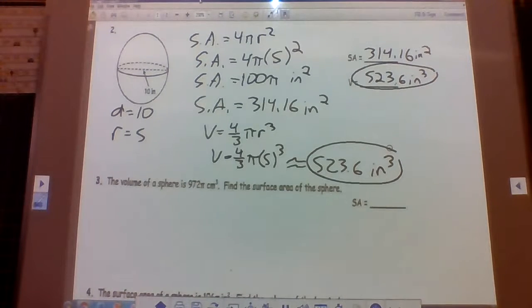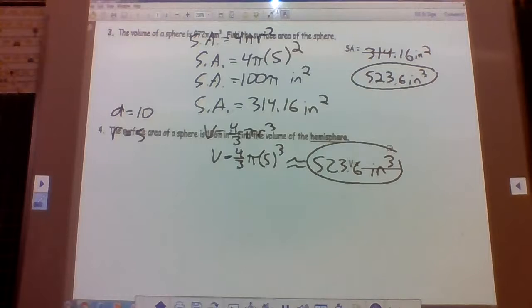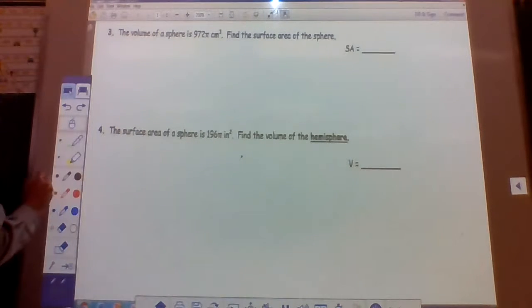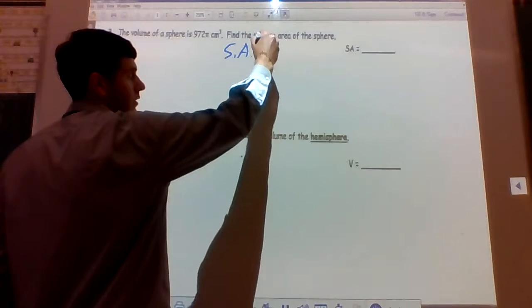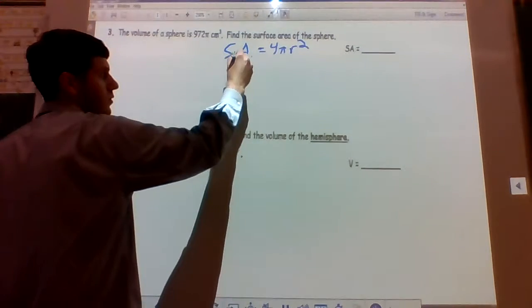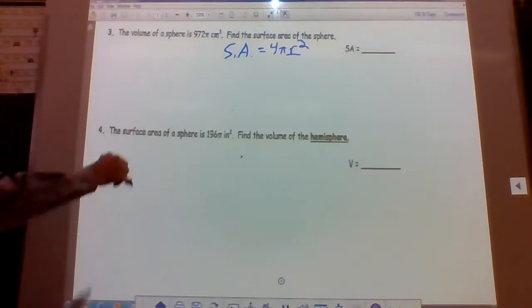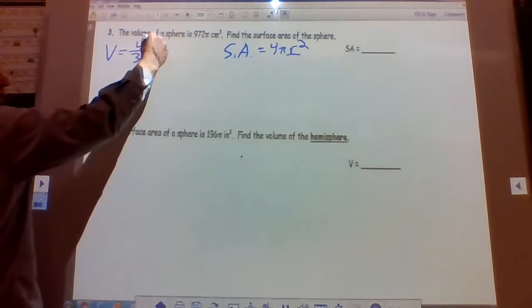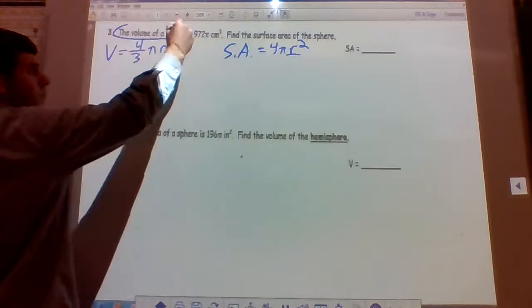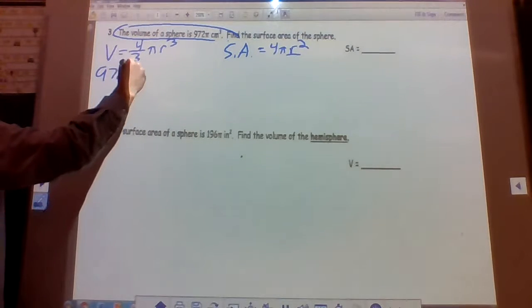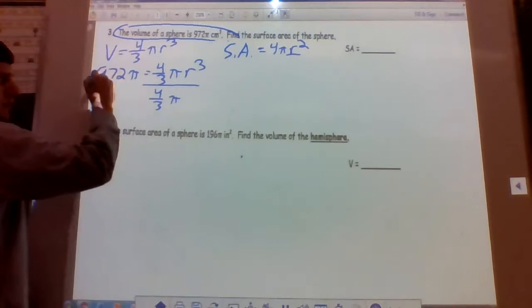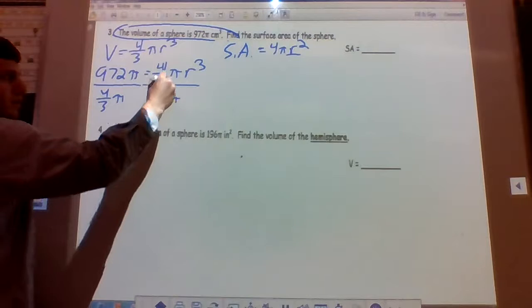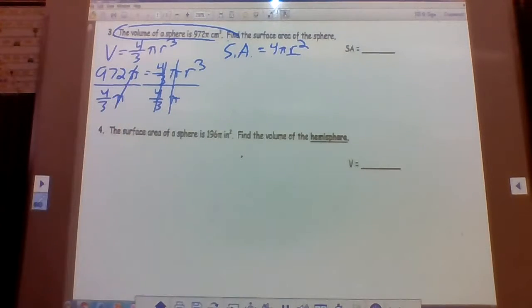Okay. Number 3 here, we have the volume of the sphere is 972 pi centimeters cubed. Find the surface area of the sphere. So in order to find the surface area, the formula is 4 pi r squared. In order to solve that, we're going to need the radius. So we've got to use the volume, which is 4/3 pi r cubed. They're giving us the volume, so that's 972 pi equals 4/3 pi r cubed. We can divide both sides by 4/3 pi. That's going to cancel out the pi and the 4/3. 972 divided by 4/3 is the same as 972 times 3 divided by 4.